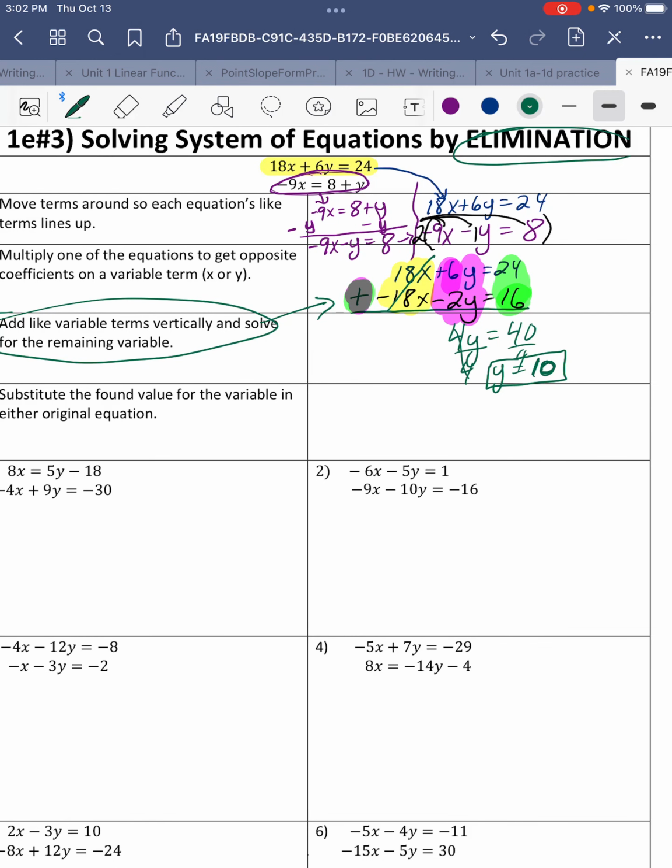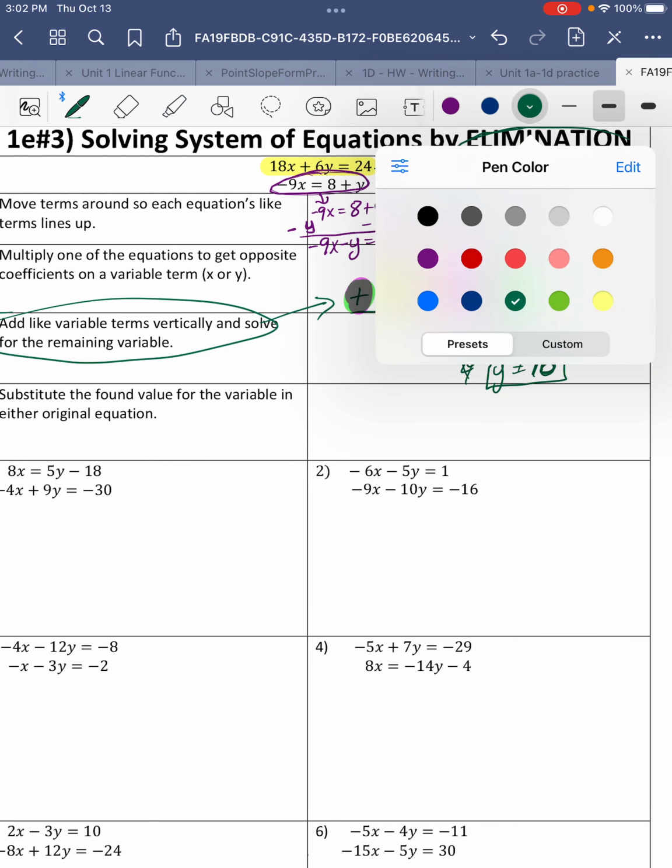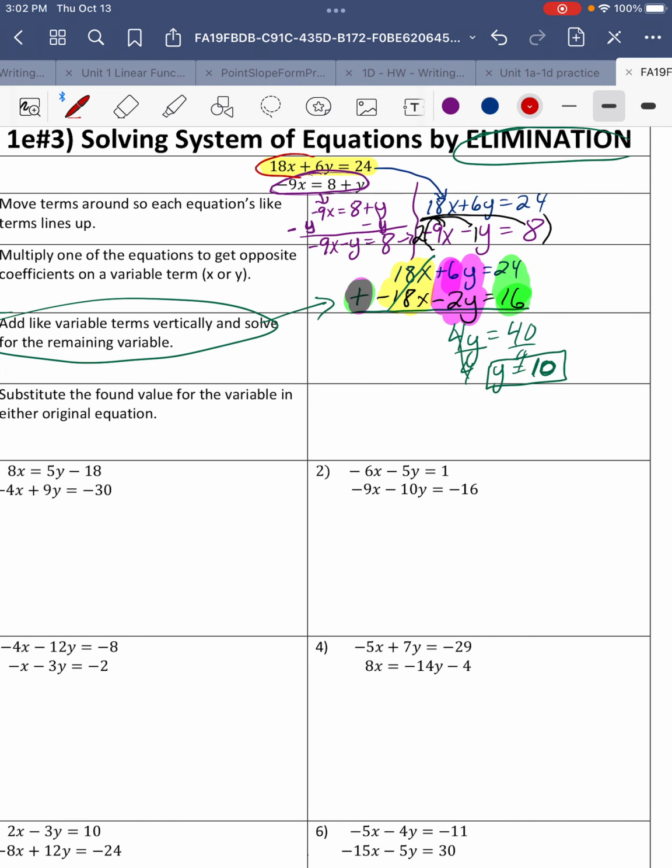You can choose either original. It does not matter which one you choose. I'll just do the top one because I don't see any negatives, so I'm just going to bring that one. So I'm going to do 18x plus 6y. I'm going to replace the y with a 10 because y equals 10, equals 24. 6 times 10 is 60, equals 24.